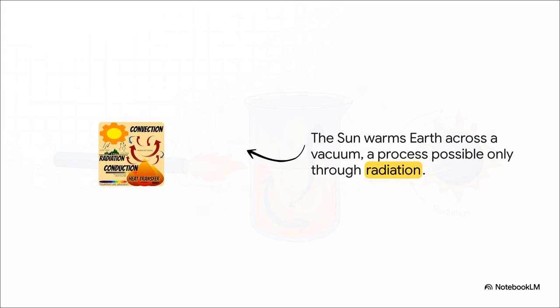And honestly, this is the most profound example there is. There's this vast, empty vacuum of space between us and the sun. Conduction is impossible. Convection is impossible. The only way the sun's incredible energy can reach us and make life possible is by traveling as electromagnetic waves right through that void.